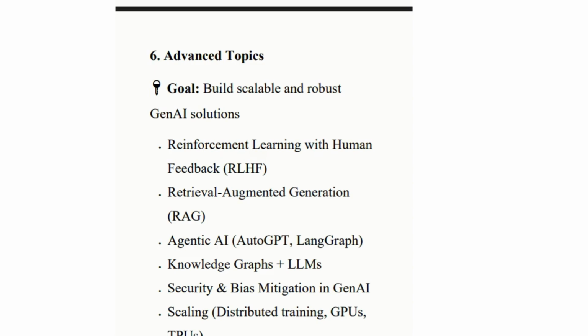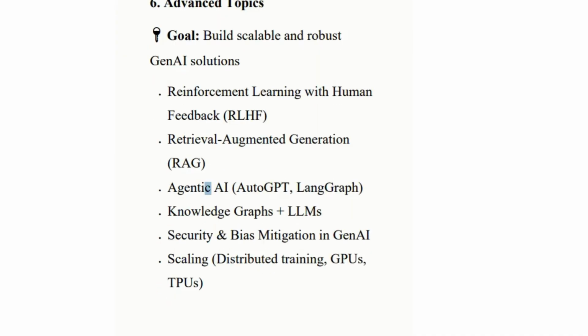Move to advanced concepts like reinforcement learning with human feedback, retrieval augmented generation for improved context handling, and agentic AI frameworks like AutoGPT and LangGraph. Study techniques to reduce bias, improve security, and scale models using GPUs and distributed training.